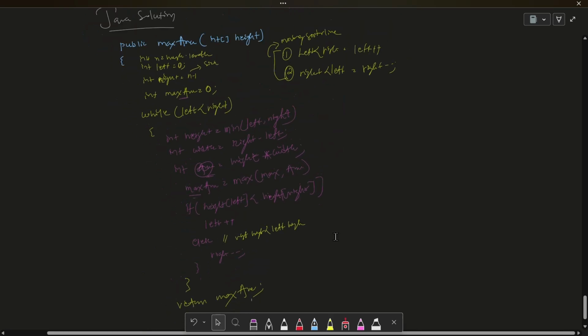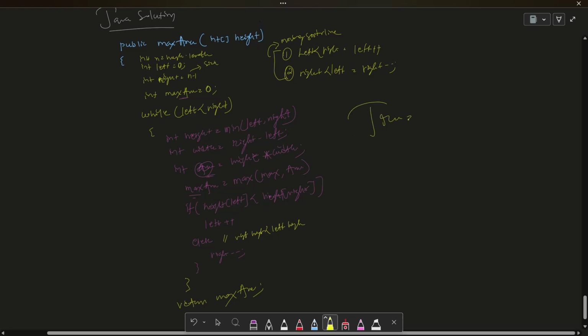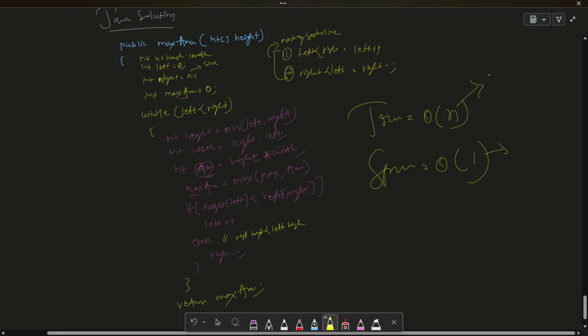You can see how easy it is, but you just have to understand the question and figure out which approach we have to apply. And the time complexity for this will be big O of n and space complexity will be big O of 1, without any extra space, and we iterate each element only one time.